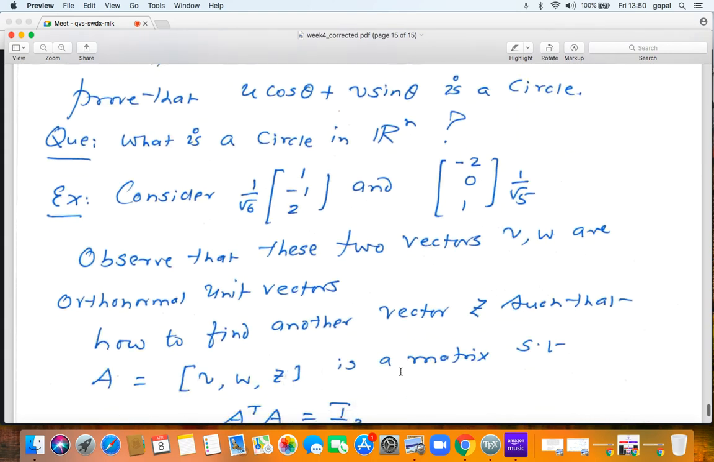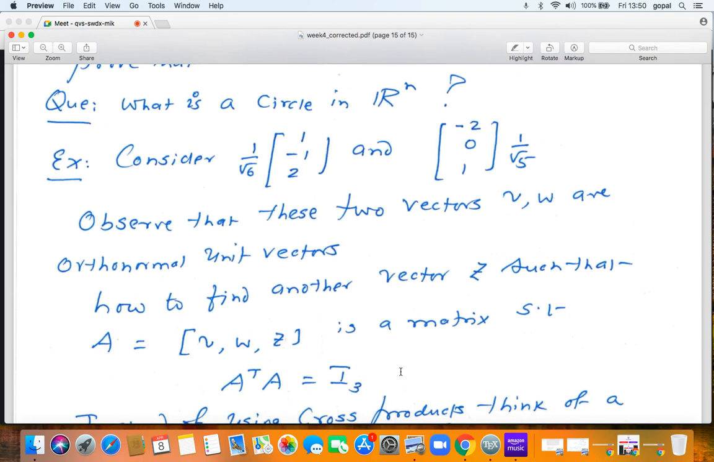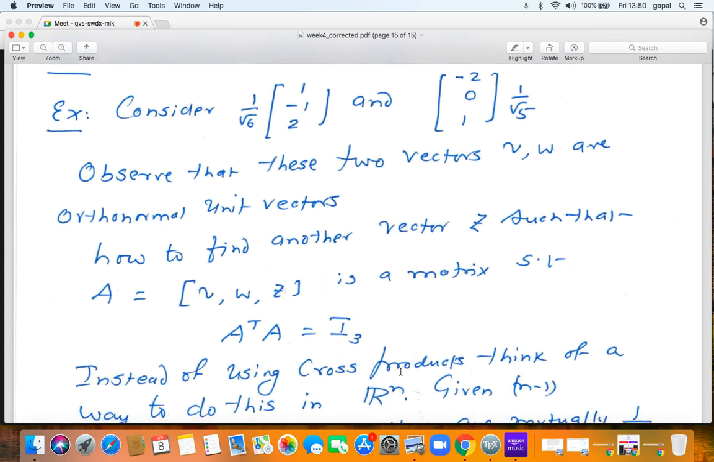Now you consider two vectors: 1 upon root 6 times (1, minus 1, 2), and the other vector is minus 2, 0, 1, normalized with a 1 upon root 5. These two vectors are orthonormal, right? Because they are unit vectors and they are perpendicular. So I got two vectors, call them V and W. If I put them together, I'll get a 3 by 2 matrix. But I want a 3 by 3 matrix. I need one more column Z, such that the matrix I get by putting the columns V, W, Z together has the property that A transpose A is the identity matrix.